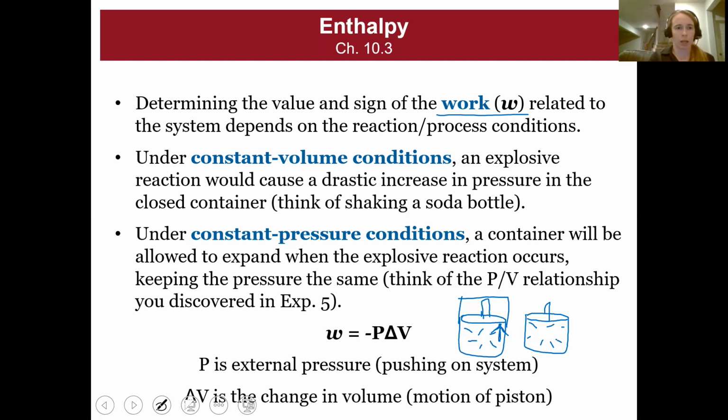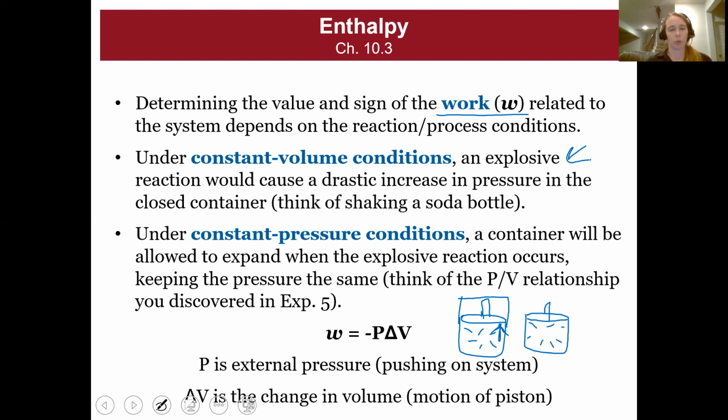When we have constant volume conditions, the pressure changes. So constant volume means there's a change in pressure. Constant pressure means there's a change in volume. When we have constant pressure conditions, our container is allowed to expand, keeping the pressure the same. So think about that pressure volume relationship you discovered in experiment 5.